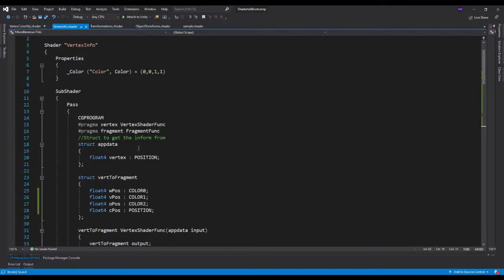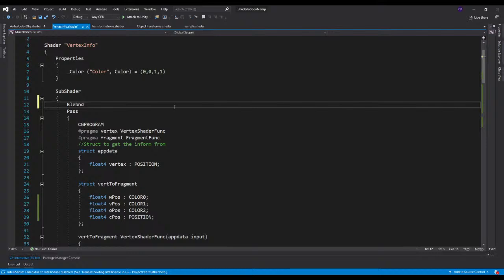Before we go into Unity, I just wanted to say that we need to add a command saying that we discussed this in the earlier session.